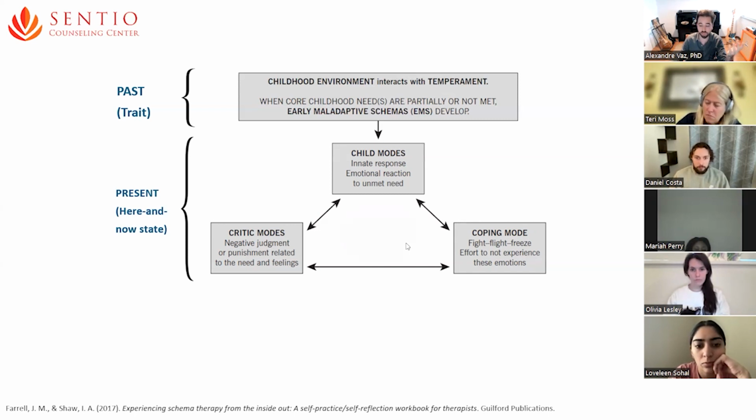So let's take this rather slowly. What we now see in the client are not really the schemas. What we see is the representation of the schemas in the here and now, meaning the modes. Because of my training, I use the word modes and parts kind of interchangeably. Maybe schema therapists wouldn't really do that, but when I talk about child modes, critic modes, coping modes, you could also talk about child parts, critic parts, coping parts. And for those of you into Gestalt therapy, emotion-focused therapy, for example, we've talked in the past about the critic parts. Every one of us has a self-critical part, right?